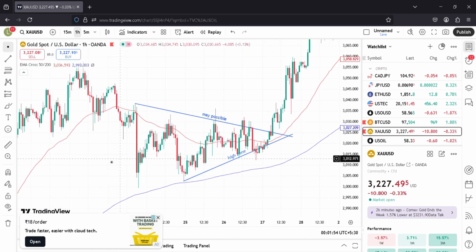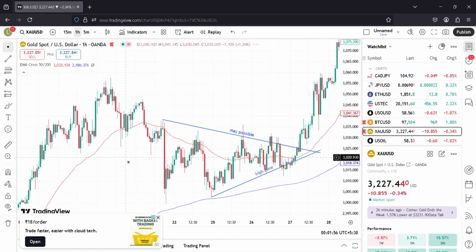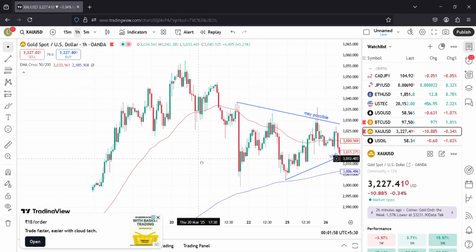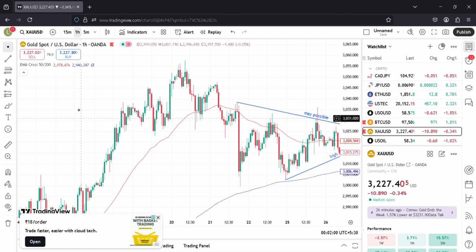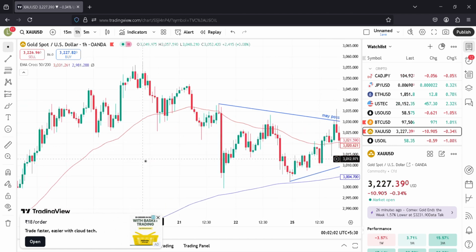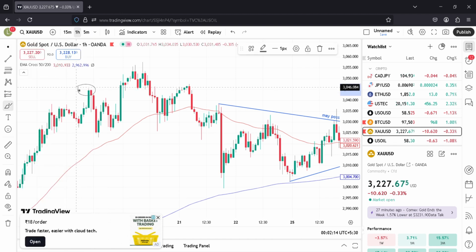You can completely see this is an order block. This is a complete order block, but it failed. This is a complete order block, but it went down. Then price moved forward, then up, down.